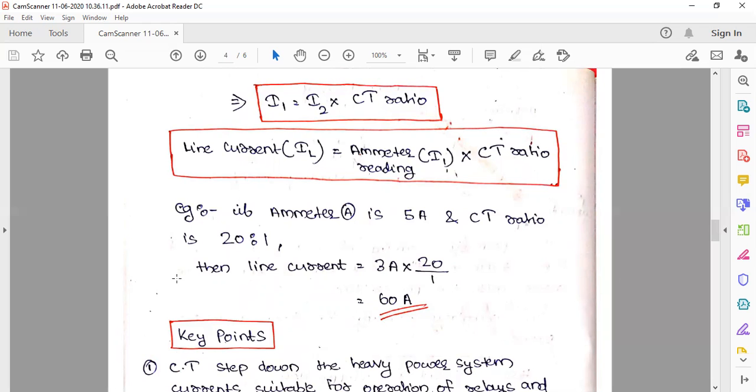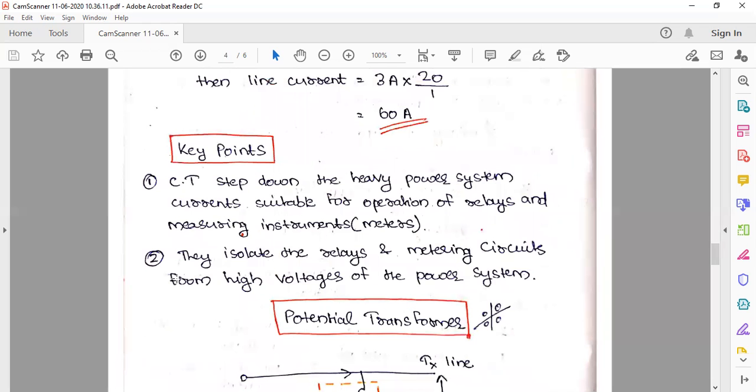Okay. So the key points: the current transformers step down the heavy power system current suitable for operation of relays and measuring instruments. Okay, you already understood what is happening, what is the figure, how they do it, and one practical example also I have shown you. And they isolate the relays and metering circuits from high voltage of a power system. Understood, right? Okay. Now we are coming to the potential transformer.